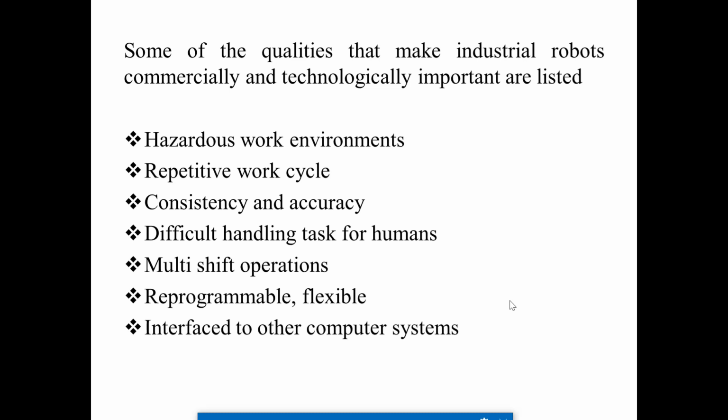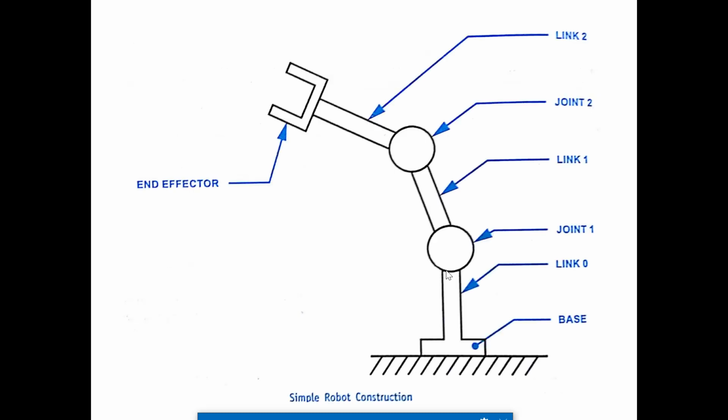Reprogrammable and flexible. In the definition itself we have explained that robots are reprogrammable. The program can be erased and rewritten, and it is flexible to do many tasks. Then interface to other computer systems. Robots can easily pair with other computing systems.